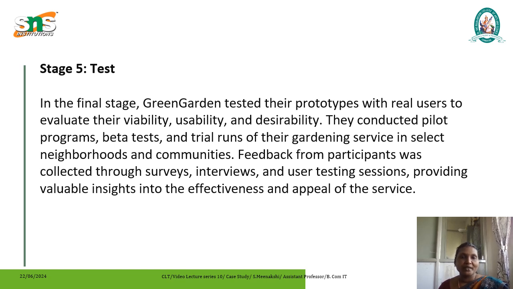The final stage is called testing. In this final stage, Green Garden tested their prototypes with real users to evaluate their feasibility, usability, and desirability. They conducted pilot programs, beta tests, and trial runs of their gardening service in select neighborhoods and communities. Feedback from participants was collected through surveys, interviews, and user testing sessions, providing valuable insights into the effectiveness and appeal of the service.